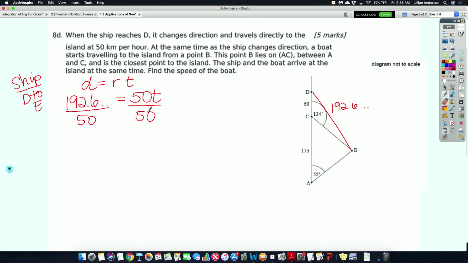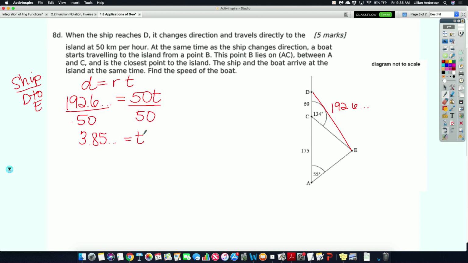Can you do that right now? 3.85 and some change. Okay. So almost about 4 hours is how long it took that ship to travel from D to E.